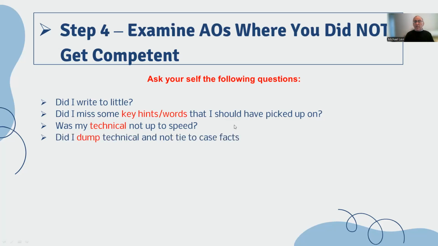Did I dump technical and not tie to the case facts? So at the end of the day, if you really think about the third and the fourth bullet, they're actually very, very different. The third bullet is a particular technical issue came up, and I just didn't know how to deal with it because I didn't have the technical knowledge. That's point number 3. Point number 4 is I had the technical knowledge. I knew it inside out. Problem is, all I did was dump out the technical knowledge without tying it back to case facts.